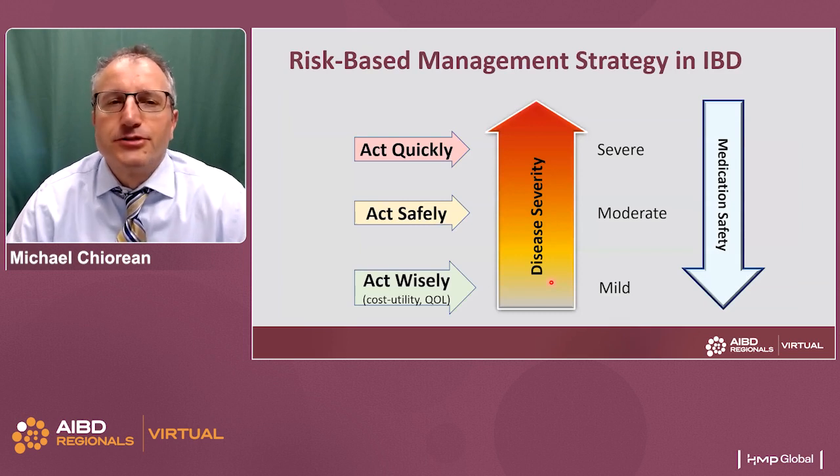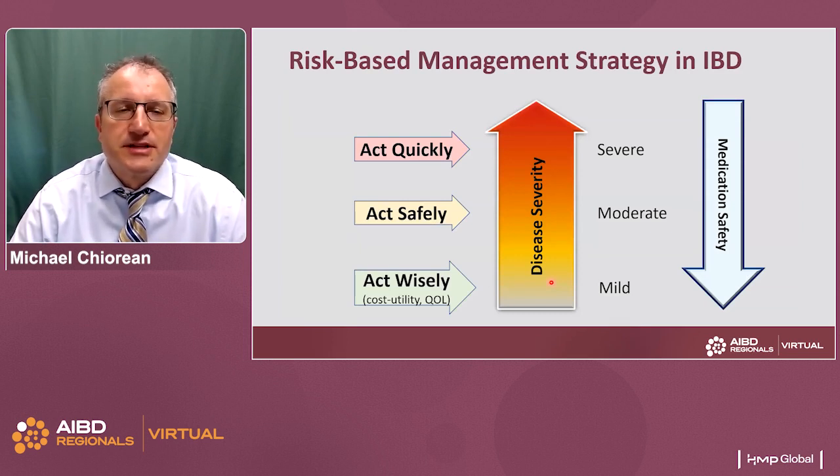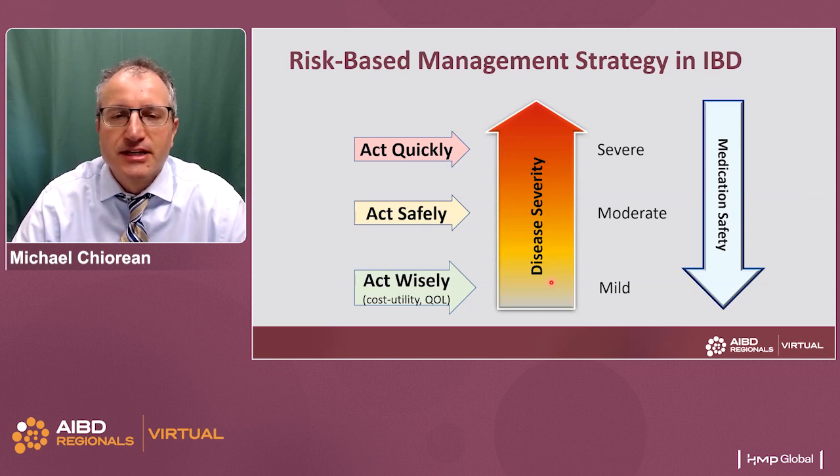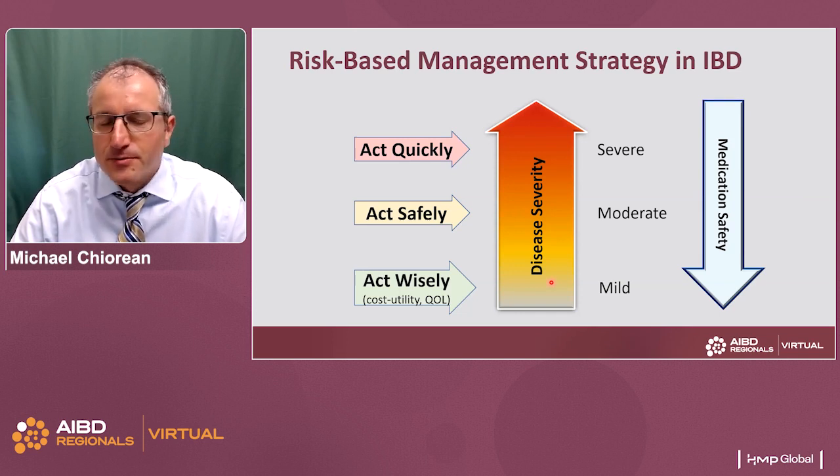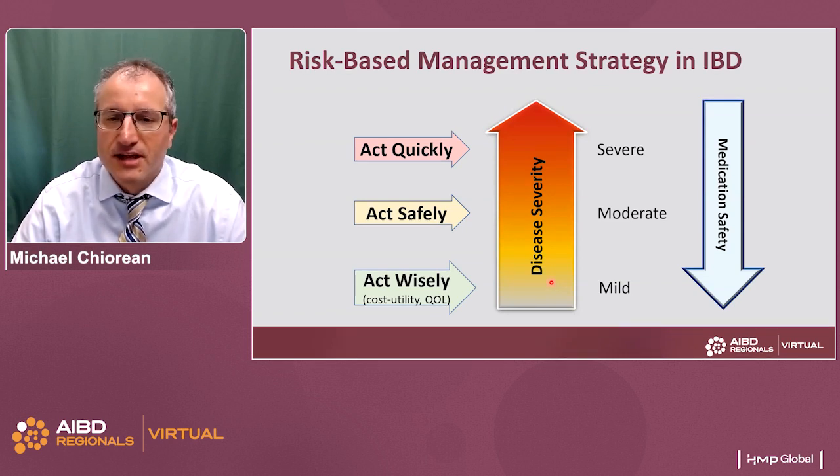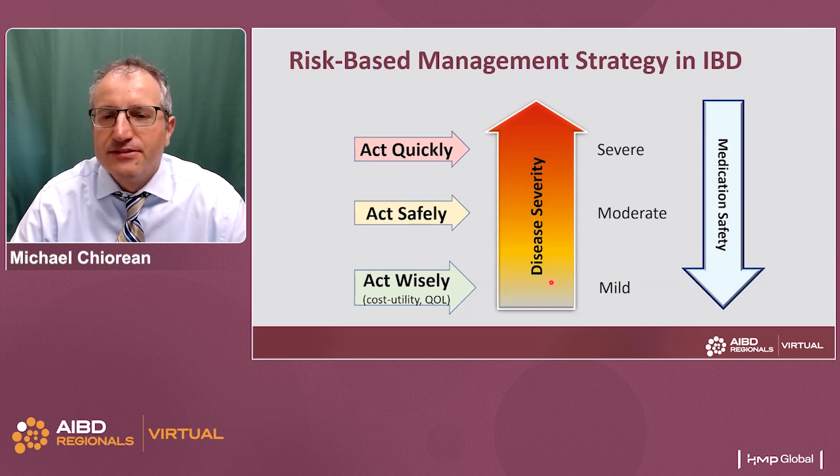The modern approach to the management of inflammatory bowel disease is a risk-based strategy. As you can see here, based on the disease severity, we have sometimes to act quickly and efficiently for patients with severe disease, put emphasis on safety in patients with moderate disease, whereas for patients with mild disease, other issues may come to the front, such as the cost utility of the intervention or quality of life. And of course, the safety of the medication used varies in an inverse relationship.